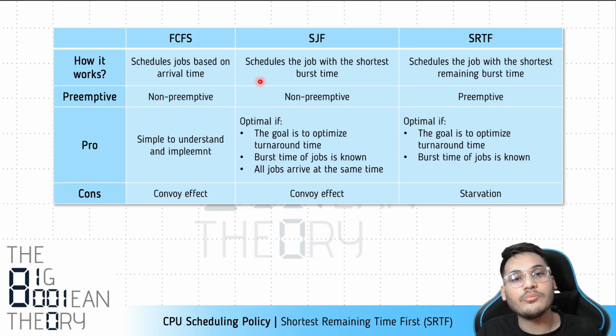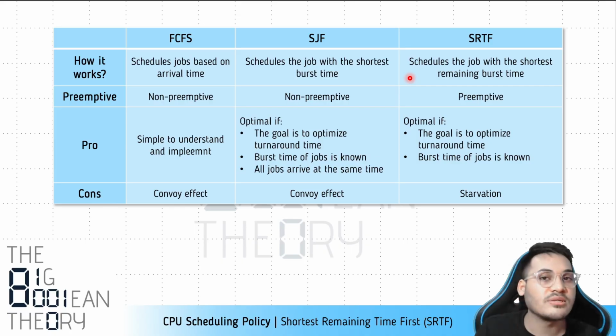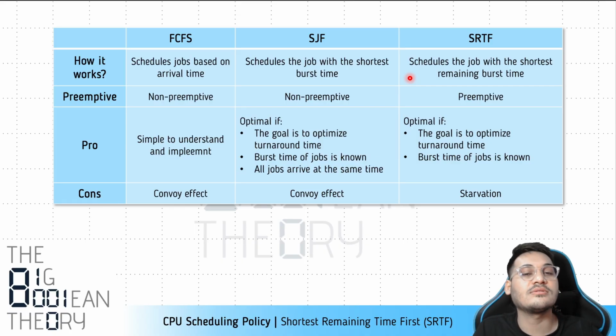Whoever comes first gets the chance to execute on the CPU. As the name suggests, first come, first serve. Shortest job first will prioritize the job which has the shortest burst time, right? This is different from SRTF, which will prioritize the job which has the shortest remaining burst time, not the total burst time, whereas shortest job first will take into account the total burst time. In the case of shortest remaining time first, we are always calculating how much time is remaining for each job, and whichever has the shortest remaining time, that job will get to execute on the CPU, right? So this is the difference in the working of these policies.